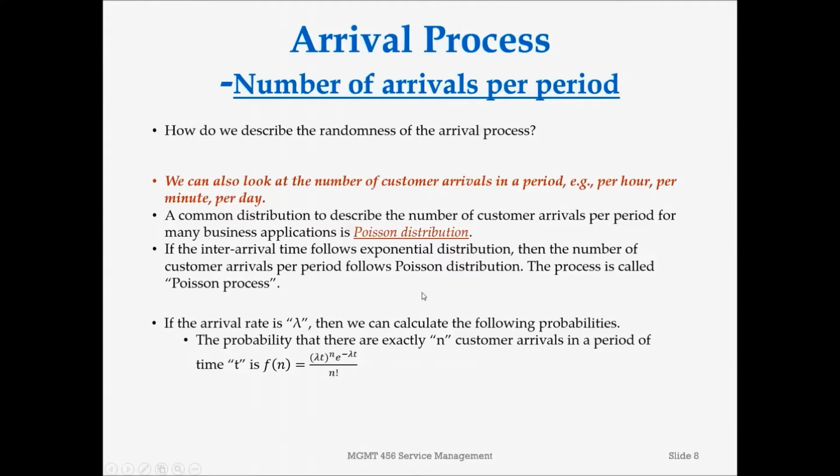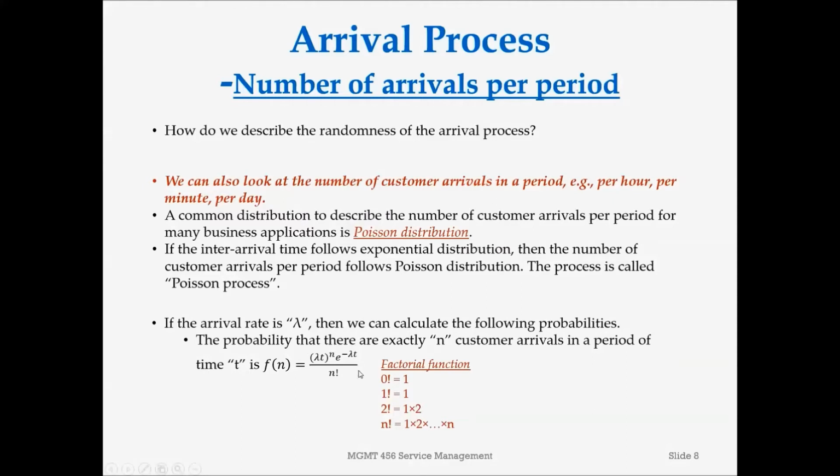factorial. Some of you may not remember what factorial is. Factorial is defined like this. 0 factorial equals 1, 1 factorial equals 1, 2 factorial equals 1 times 2, then n factorial is 1 times 2 times all the way to n. So this is how we define factorial. Basically, we use Poisson distribution to capture the randomness in terms of how many customer arrivals in a single period. So this formula is used to calculate the probability.